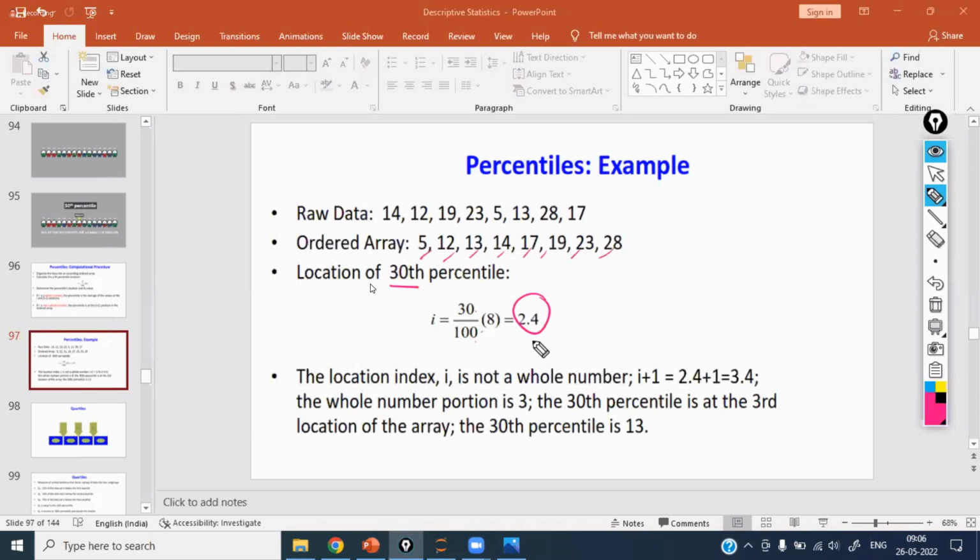Since I have got a decimal value here, I am going to add plus 1. That is 2.4 plus 1, which is 3.4. I am going to round it to 3. If it is more than 3.5, then round to 4. So here it is rounded to 3, which means the third position value, whatever is in the third position, is the 30th percentile value. Is that clear?